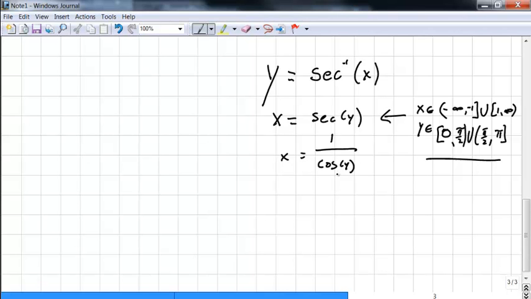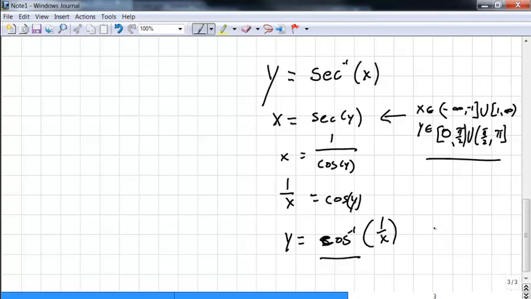Now let's solve this for y. So do the reciprocal of both sides. 1 over x equals cosine of y, and then we have y is the inverse cosine, I'll use your calculator notation, of 1 over x. Now in general, inverse cosine has a y that's between what? 0 and pi, and that's basically what I have here.